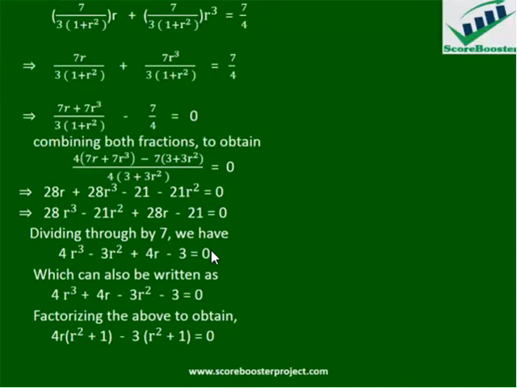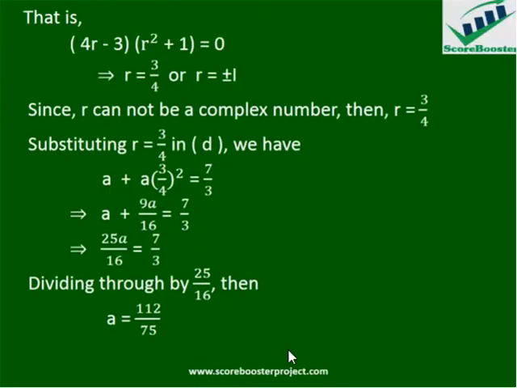We can also rearrange. This can be written as 4r cubed plus 4r minus 3r squared minus 3. So we factorize. This can be written as 4r, because 4r is common to both, 4r into r squared plus 1, because if we expand the bracket, we get this back. We can factorize out minus 3 into r squared plus 1, which is equal to 0. If you are very familiar with quadratic equations, you know that this can be written as 4r minus 3 multiplied by r squared plus 1, because if you expand this bracket, we get the equation back, which is equal to 0.